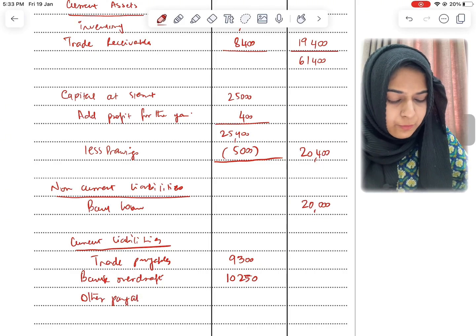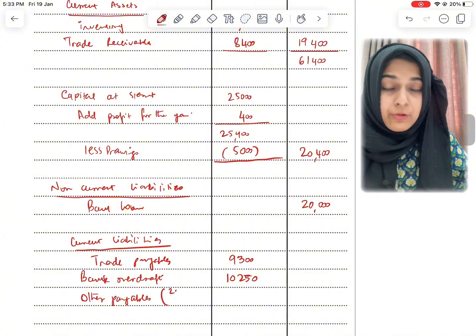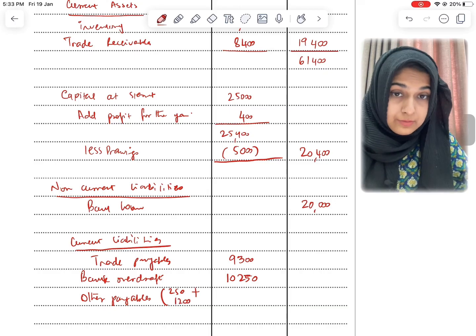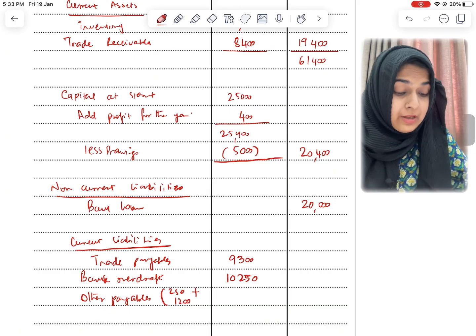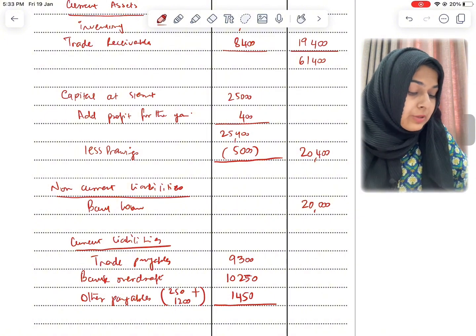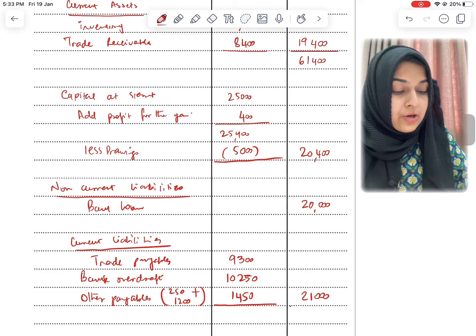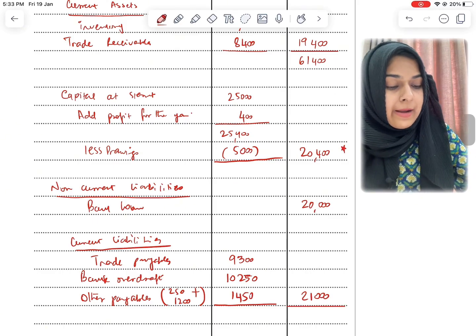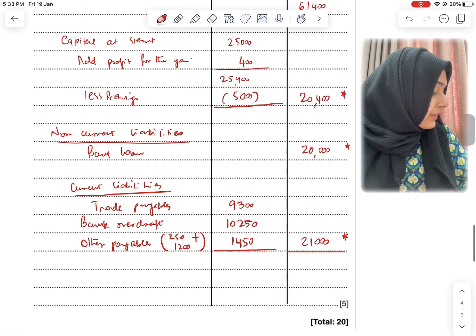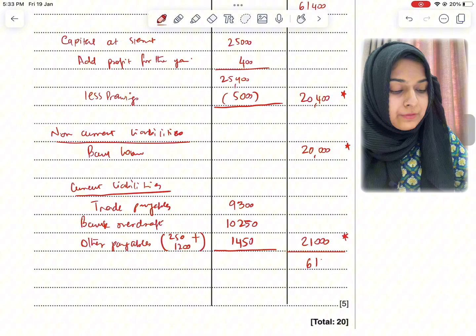So we have two types of owing expenses. One is 250 owing for lighting and heating, plus there is 1,200 owing for interest expense, which we did not pay. The whole thing was owing. So this will be 1,450. So when you add these three, 9,300 plus 10,250 plus 1,450, you will get 21,000. Now when you add closing capital plus non-current liabilities plus current liabilities, it will give you the other balancing figure, which is also 61,400.